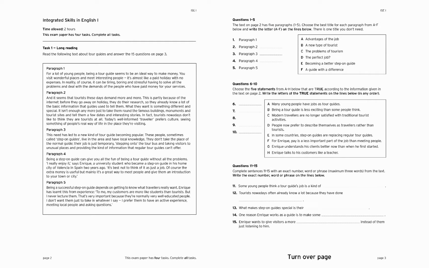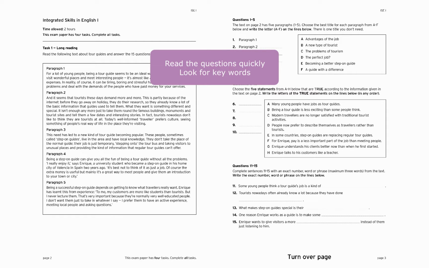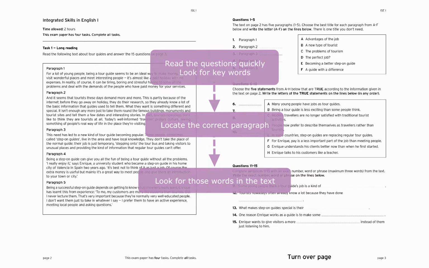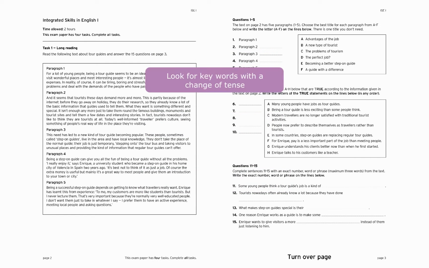So we've looked at the first two sections, now let's look at the missing gaps section, questions 11 to 15. So here's some advice. With questions 11 to 15, read the questions quickly and look for key words. Locate the correct paragraph, then look for those words in the text. Look for keywords with a change of tense, meaning from the present tense to the past tense.